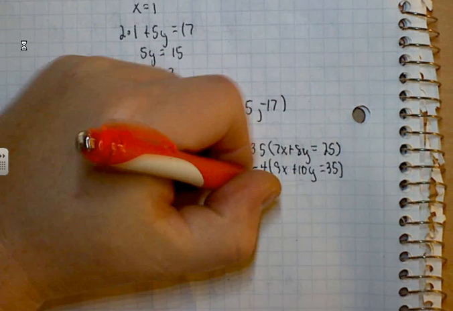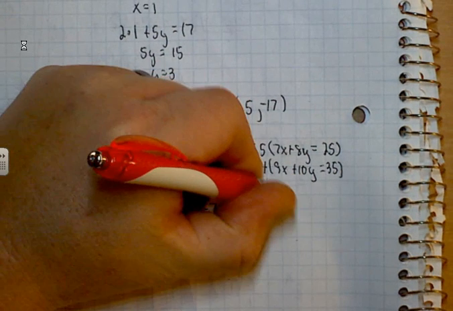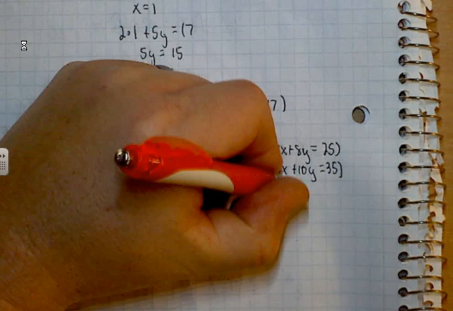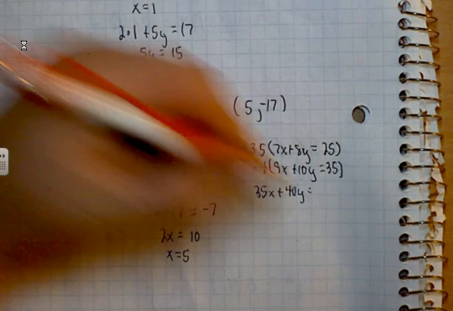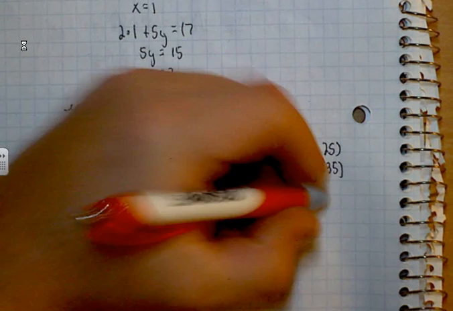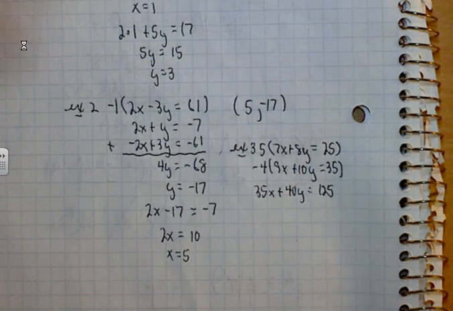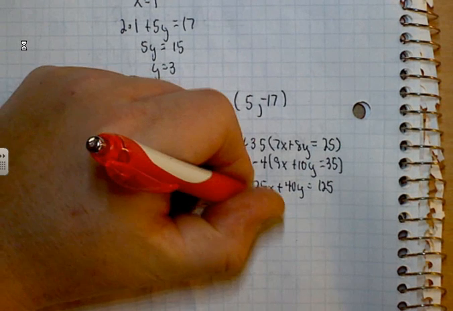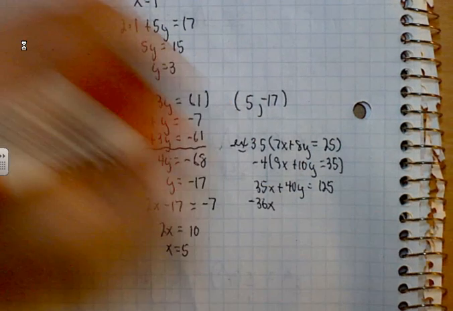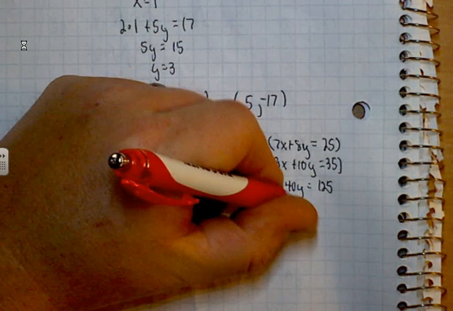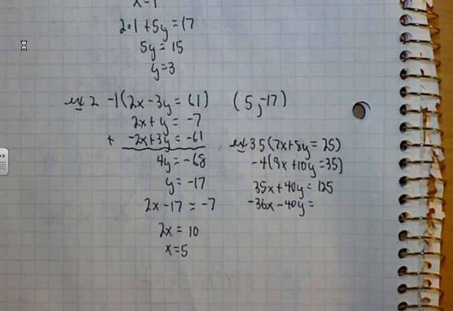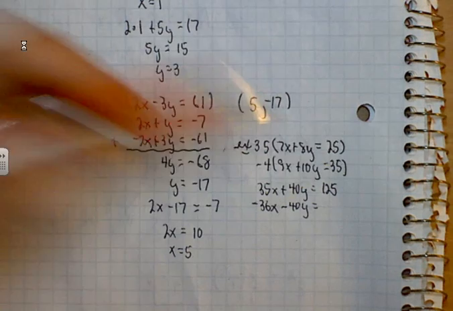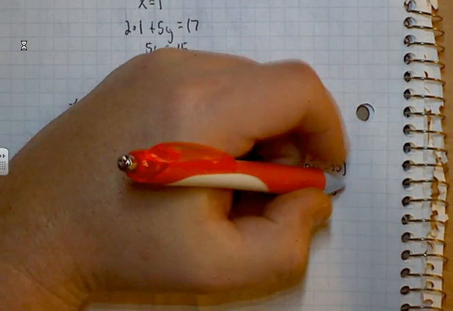5 times 7? 5 times 8? 5 times 25? Negative 4 times 9? Negative 4 times 10? Negative 4 times 35? Negative 140.